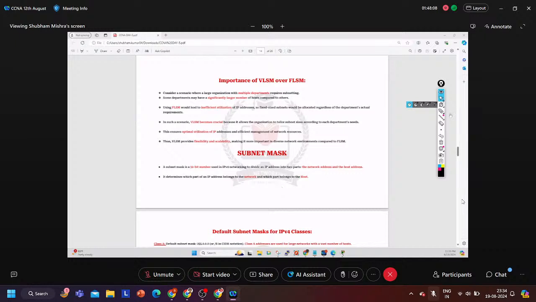Okay. I think I have already written the same thing here. Importance of VLSM over FLSM. What is the importance? Consider a scenario where a large organization with multiple departments requires subnetting. Some departments may have a significantly larger number of hosts compared to others. I told you, let's suppose there are 4 departments. One department has more requirement, another department has less requirement.